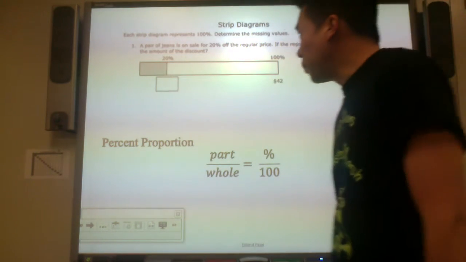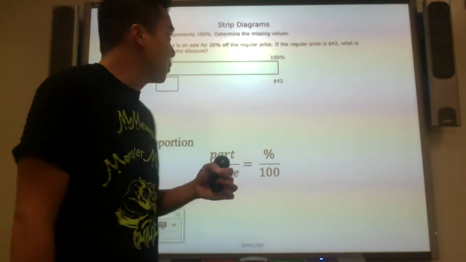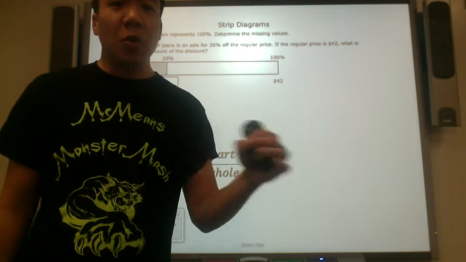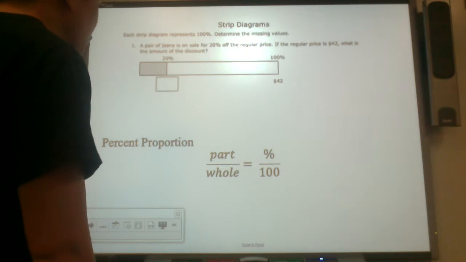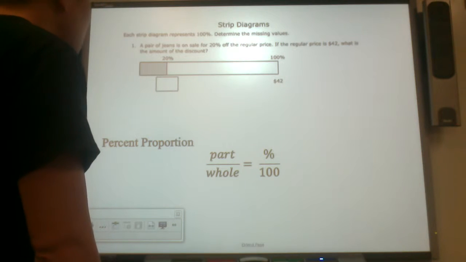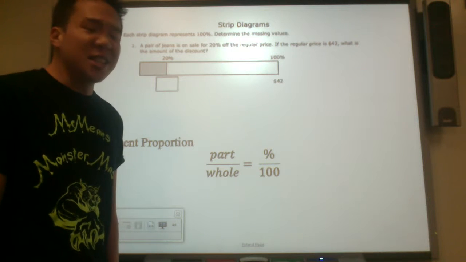So let's practice some more. A pair of jeans, let's make it a little harder now. Now we're going to be given the percent and you're going to find the part. A pair of jeans is on sale for 20% off the original price. If the regular price is $42, what is the amount of the discount?